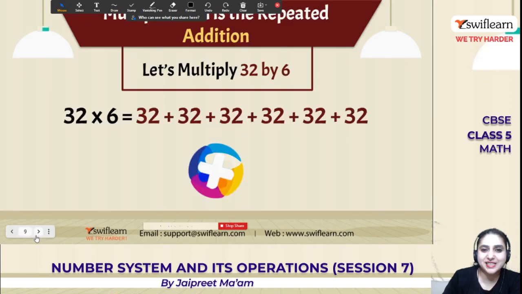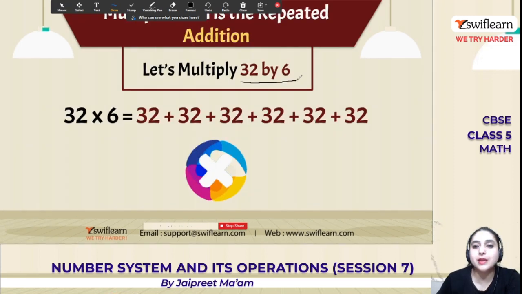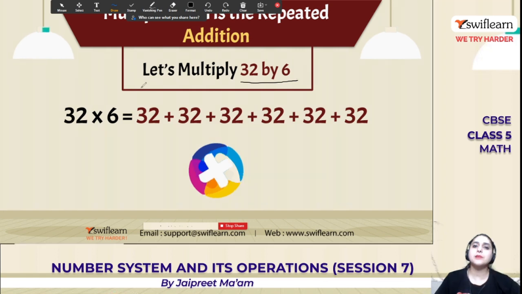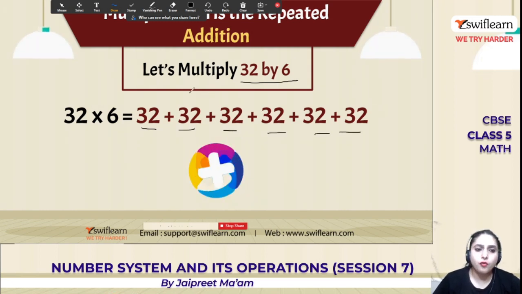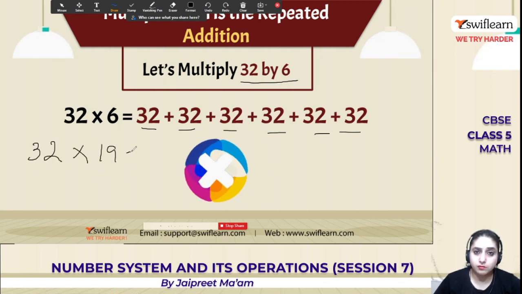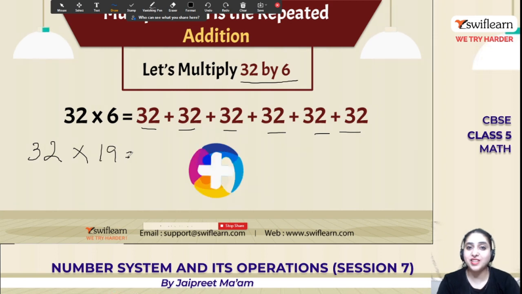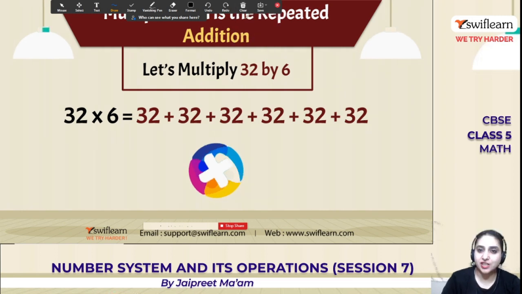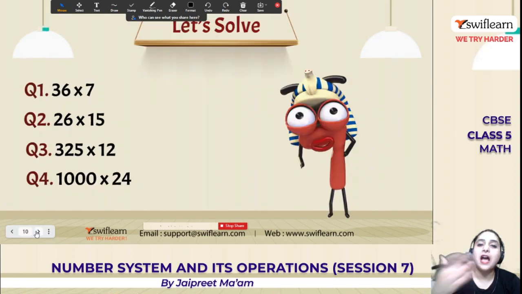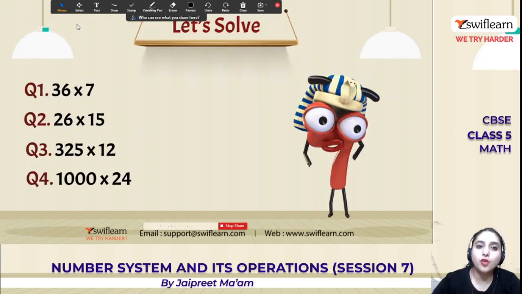So here is an example, 32 by 6. What does 32 times 6 mean? 32 times 6 means you have to add 32 6 times. Now, for example, you have a number 32 times 19. That means you have to add 32 19 times and it will take a lot of time. So we use multiplication instead of addition. So let's solve some problems and then I will tell you how to do the multiplication of a large number.